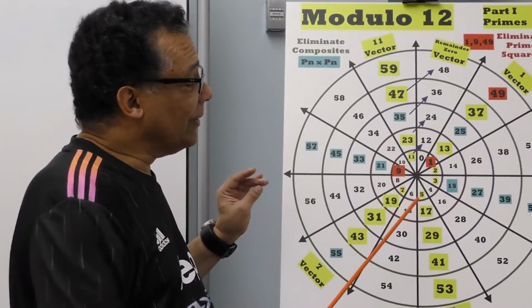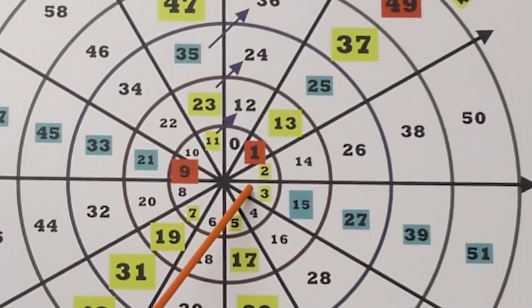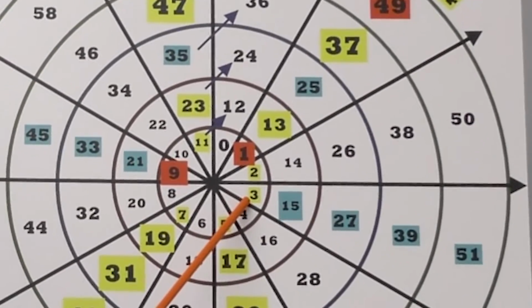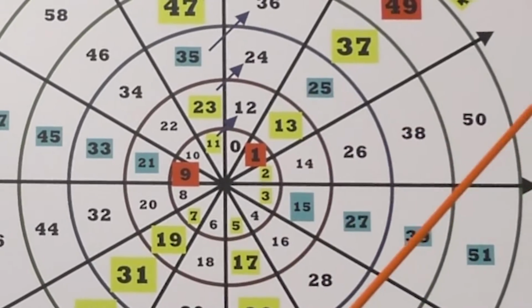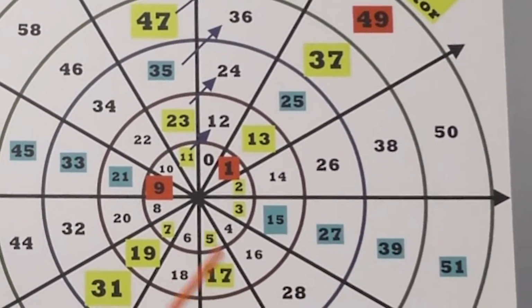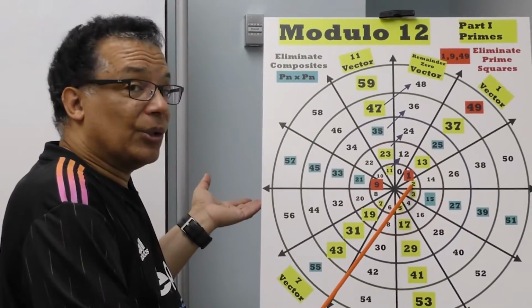If you want to be very technical, 2 and 3 are primes, but you'll notice that they're very strange kind of primes. At 2 o'clock, you won't find any other primes. 3 o'clock, you won't find any other primes. That's because there's no choice.